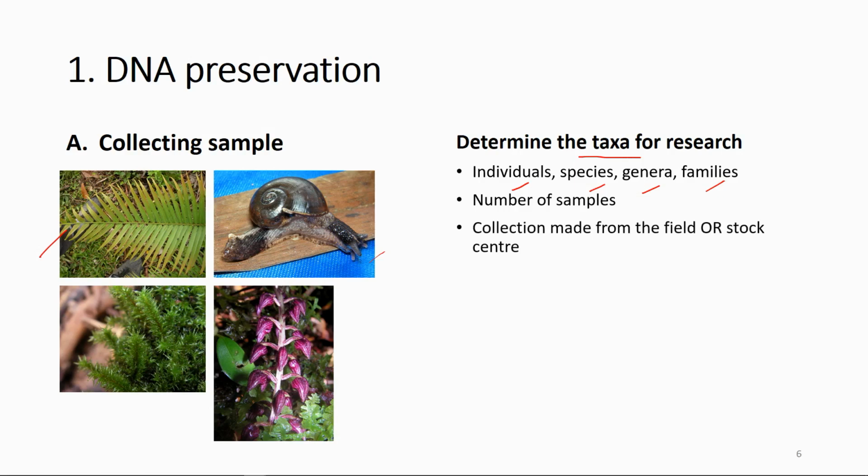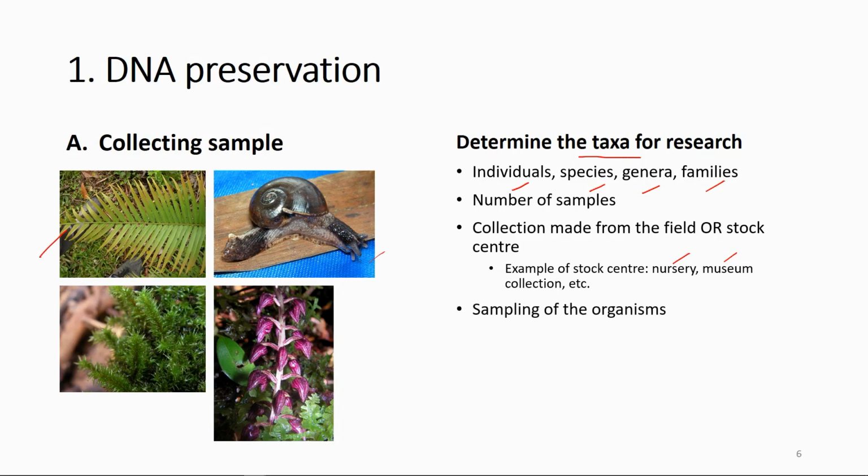And you want to collect the sample from the field or a stock center. The stock center, for example, is a nursery or museum collection. So if you can find the samples there and the sample information, like the location, is available, then you can use the sample from the museum.